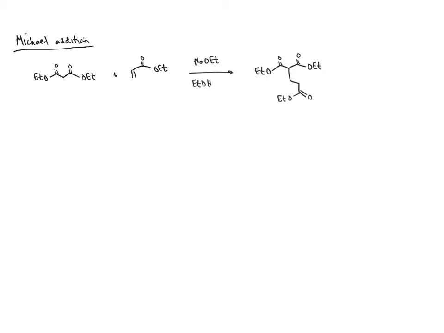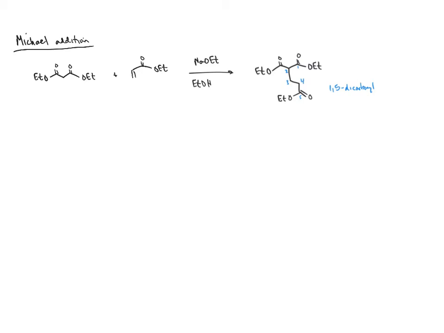So this product is a 1,5-dicarbonyl. If we say that this is position number 1, 2, 3, 4, 5, that's a 1,5-dicarbonyl. And we're really making this bond here between carbons 2 and 3. So again, if we're thinking about this retrosynthetically, we have an enolate piece and an electrophile piece.